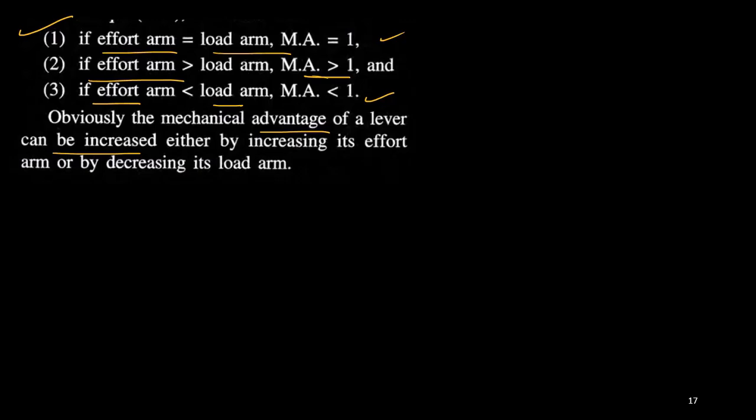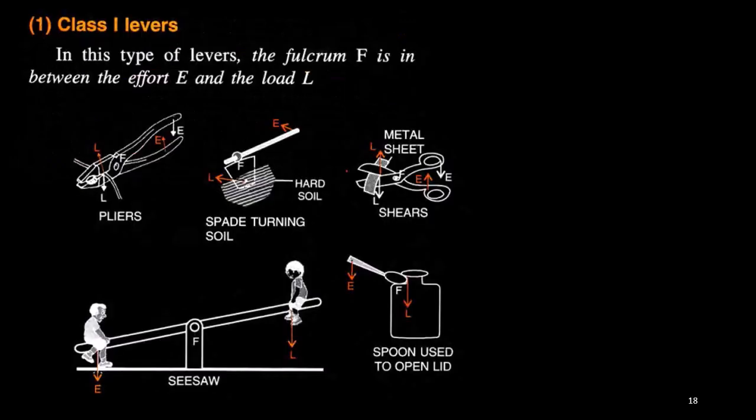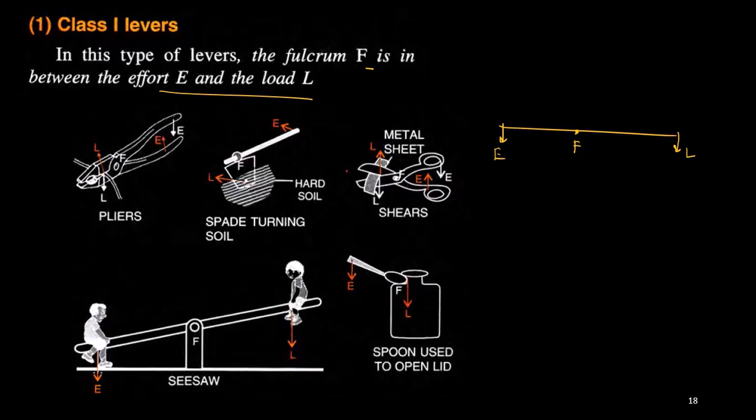Now come to the classification. So this is the class 1 lever. In a class 1 lever, the fulcrum has to be between the effort and the load. This is the fulcrum position. One end should be the effort end, another should be the load. So depending on the distance between the E and F, the mechanical advantage will change.